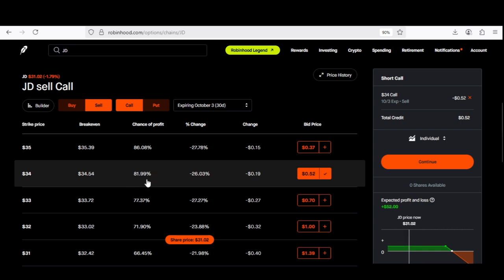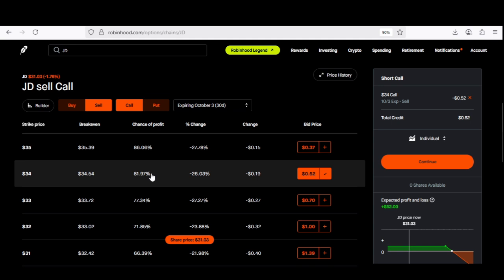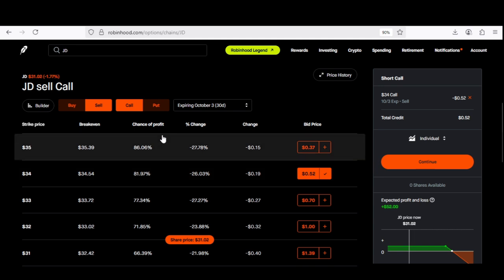Ideally, whenever you're doing the LEAPS option strategy, the main goal is to keep your LEAPS option in your portfolio as long as you can. So in order to increase the odds of that happening, it's highly advisable that your chance of profit usually be 80% or higher. Most of my LEAPS, I always get higher than 86, probably in the 90 percentile.